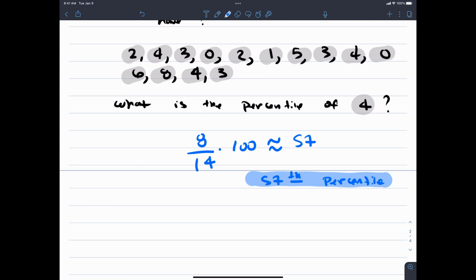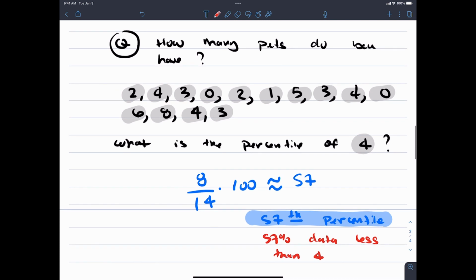But more importantly, what does it mean? 57% of the data is less than what? Less than 4. So it gives you an idea of relative position, 57%. So we care about relative position a lot. We care about where things are in relation to others. Now, this is kind of problematic, so I have to transition here.